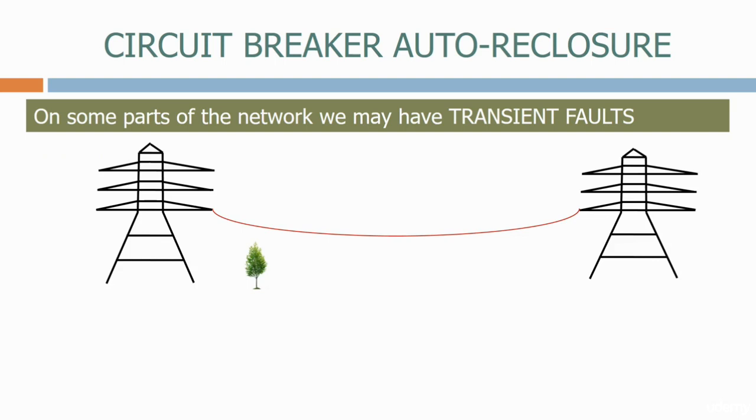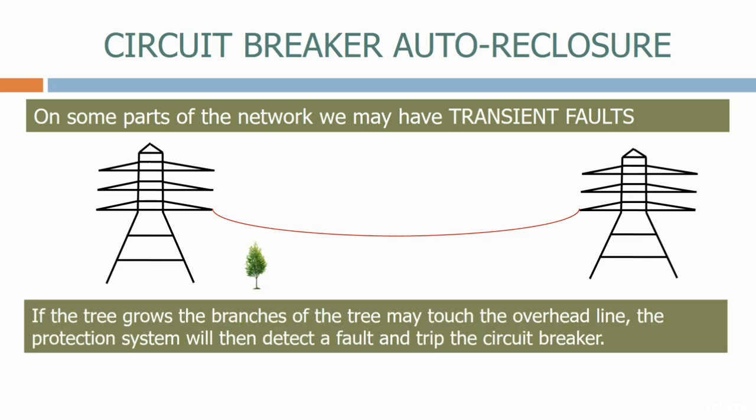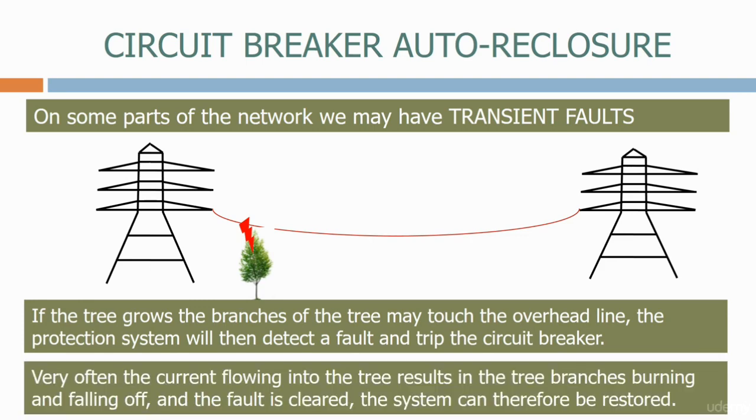Here's a typical overhead line with a tree underneath. If the tree grows, the branches of the tree may touch the overhead line. The protection system will then detect a fault and trip the circuit breaker. Very often the current flowing into the tree results in the tree branches burning and falling off, and the fault is cleared. The system can therefore be restored.